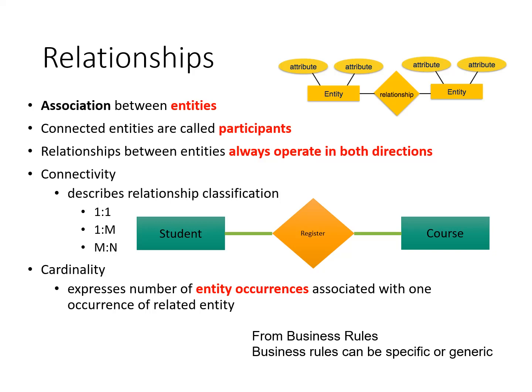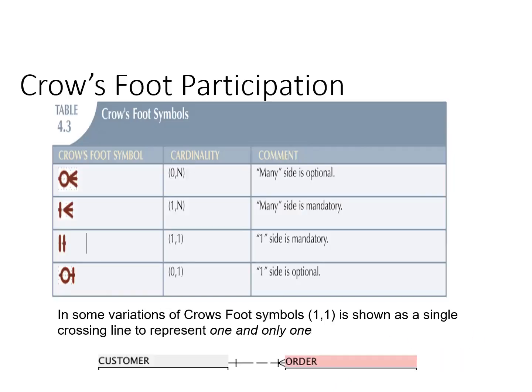And here is a small example of the entities. You have entities and you have attributes, and there is a relationship between them. There could be many to many, one to one, one to many, all these kinds of relationships. And from the business rule, when you think about it, the business rule can be generic or specific according to the application that you're going to work with.